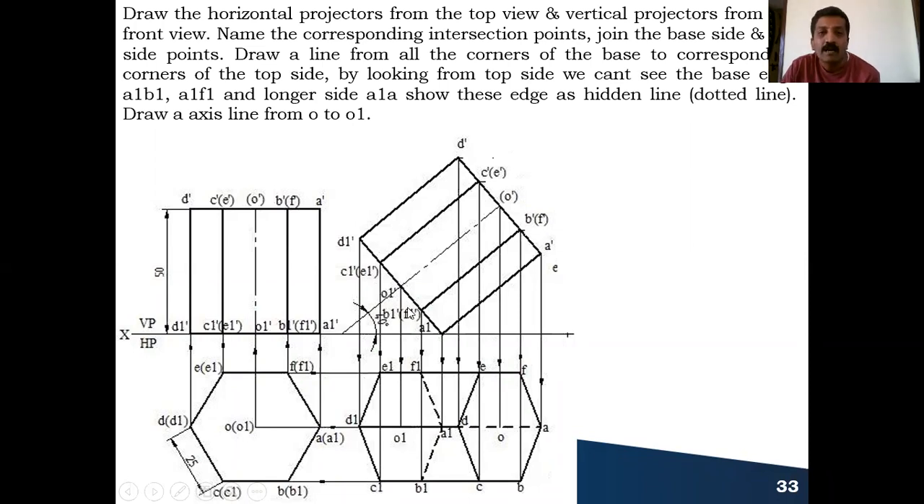And B1 to B and F1 to F, it has to be seen because it is the outermost boundary line. What about the last one, A1 to A? You are looking from here, can you see that? See this? You cannot see that.